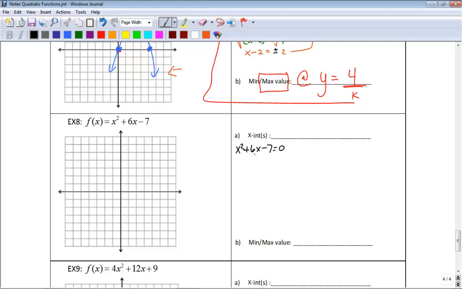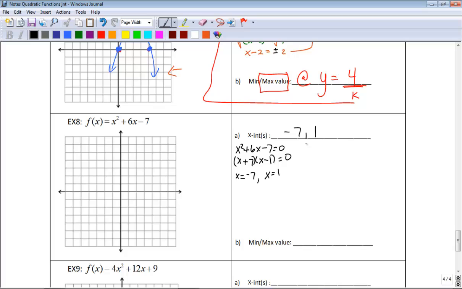Well, again, this is a quadratic, so I can factor it. So let's go ahead and factor it. It would be x plus 7 and x minus 1. If I solve both of these, I get that x is equal to negative 7 and that x is equal to positive 1. So my two intercepts are negative 7 and positive 1. Well, now I need to graph it.